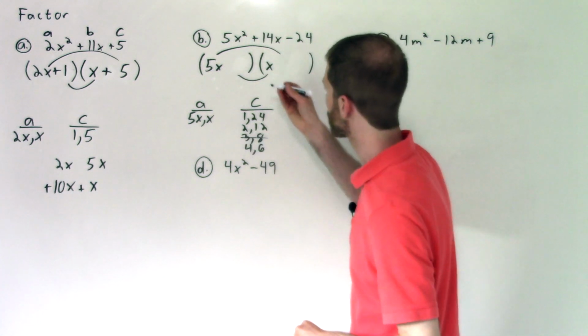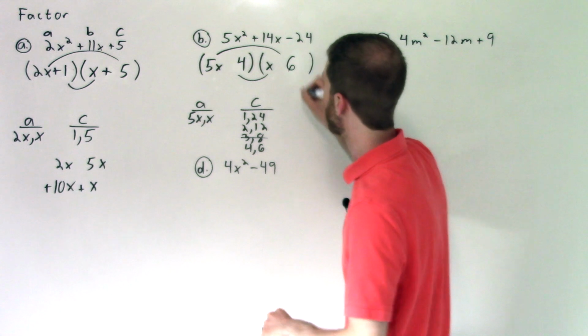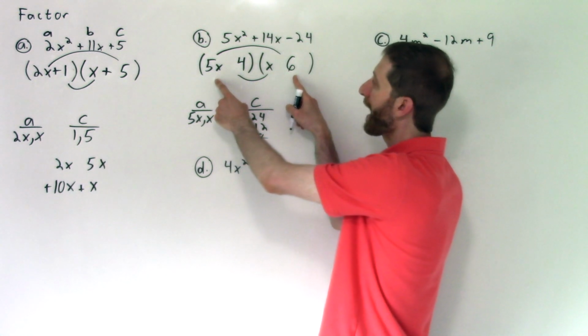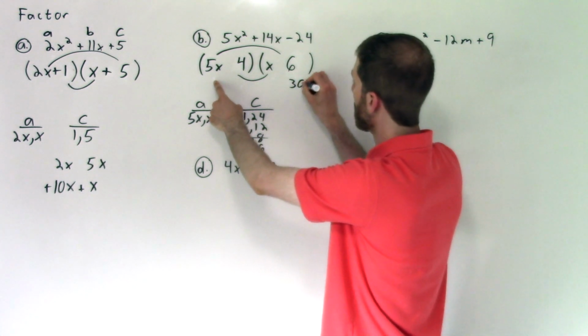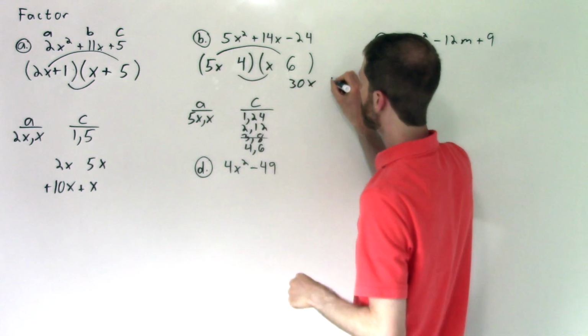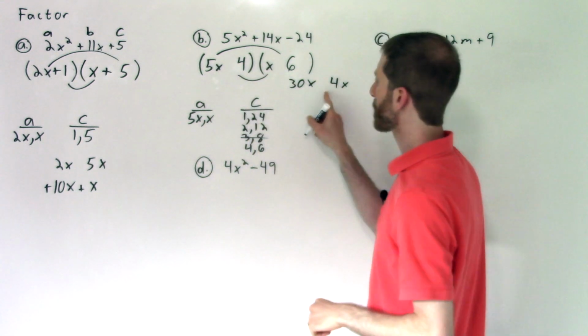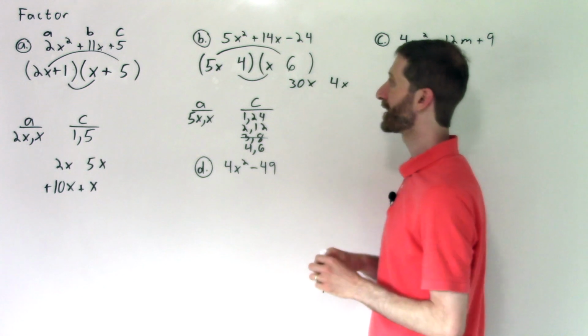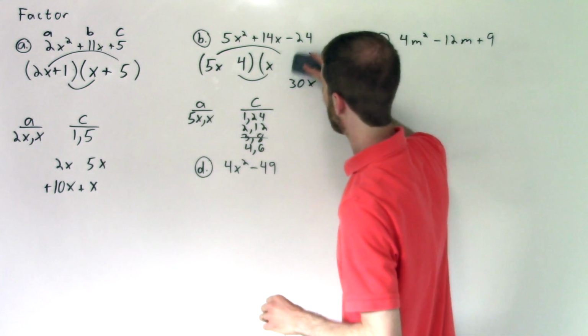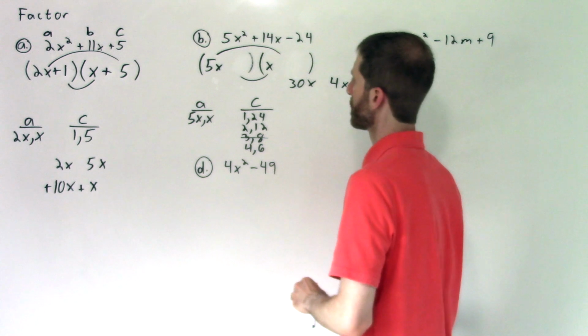Let's try 4 and 6. I'll put 4 here and 6 here. 6 times 5 is 30. I'll start writing them out. 4 times x is 4. If we add or subtract those, we will get 34 or 26, so let's switch them up. So we'll do 6 first and then 4.